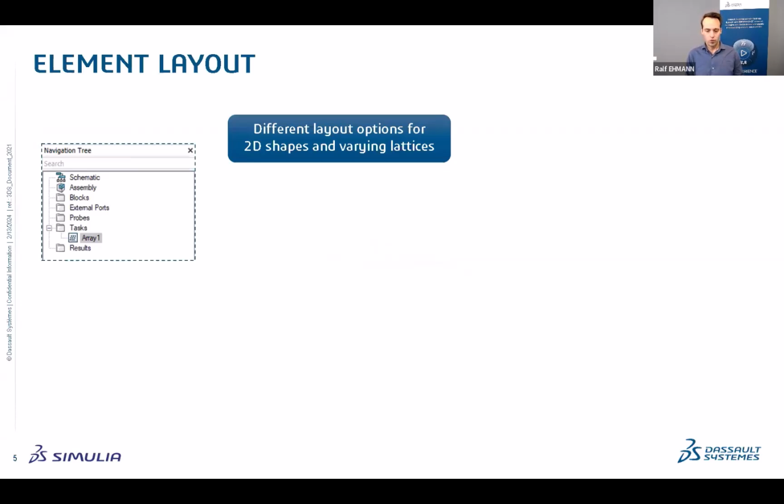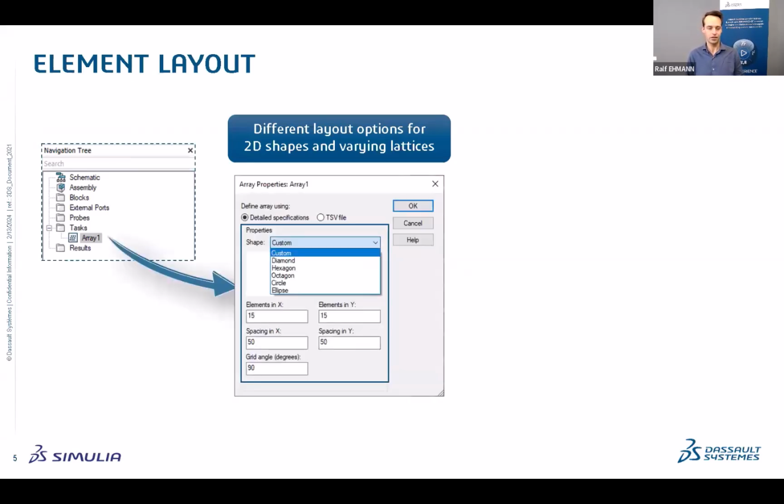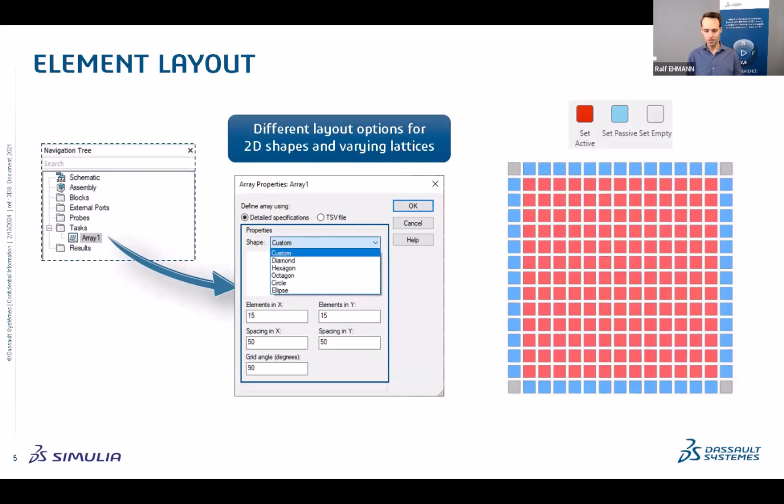So when you create an array task, there's different 2D shapes with varying lattices that you can select from. So really standard periodic structures that one can specify. You can also set which elements are active, which should be passive, so just terminated with its characteristic impedance, which are set to be empty.